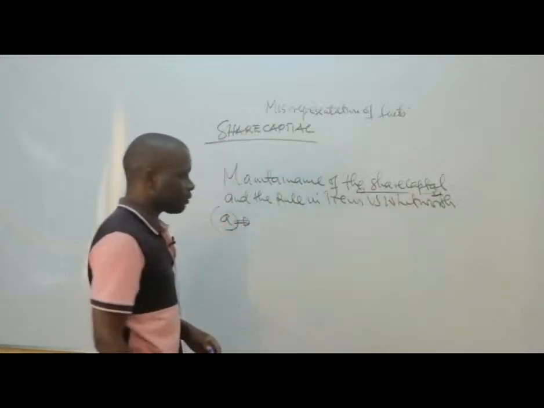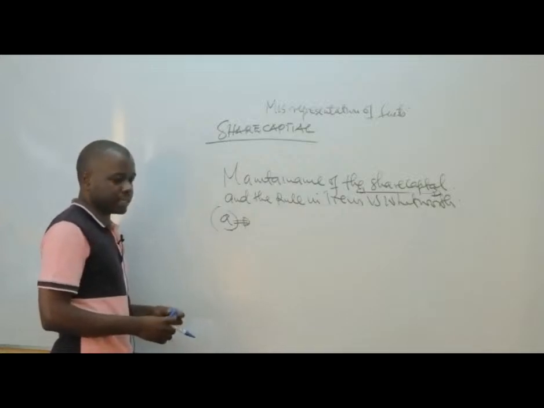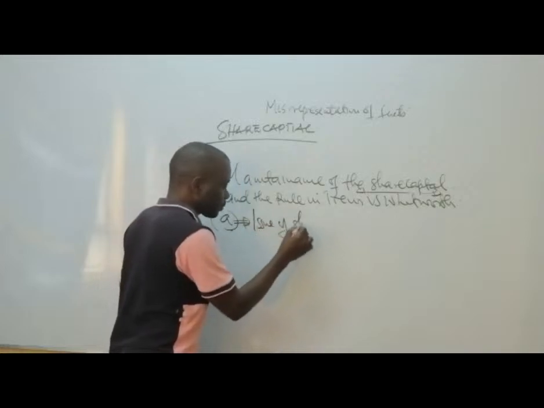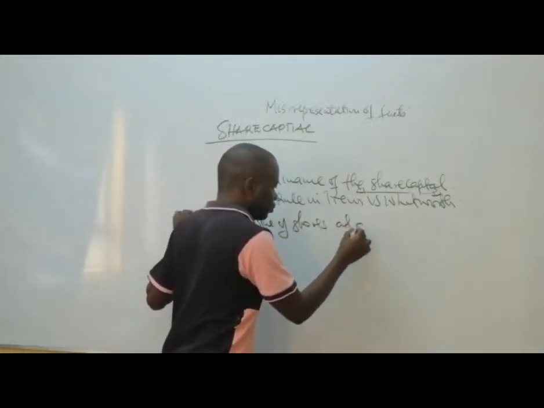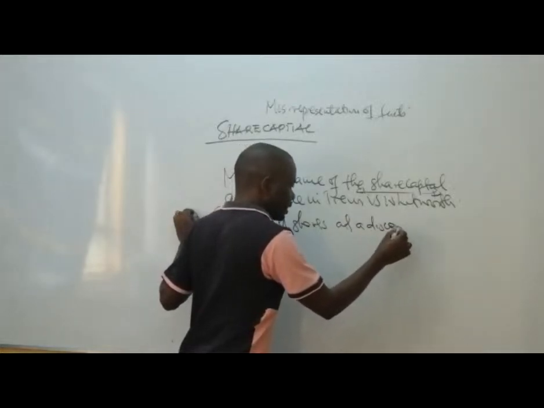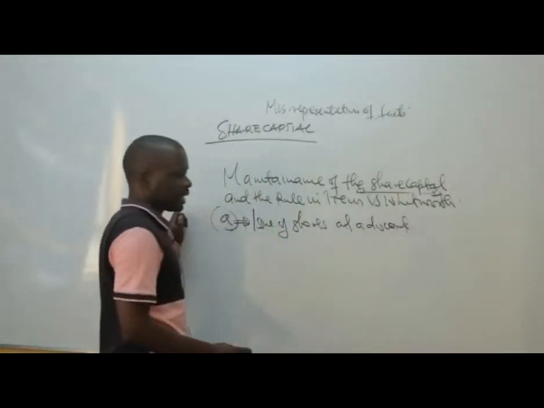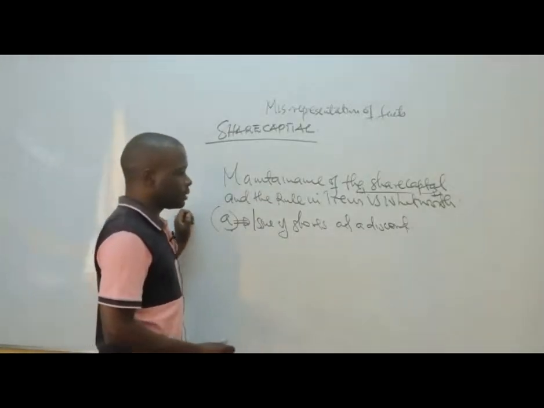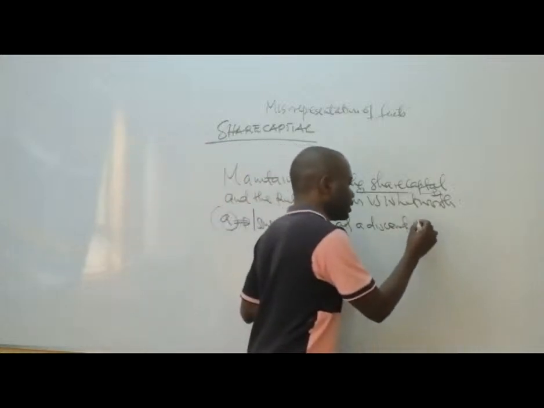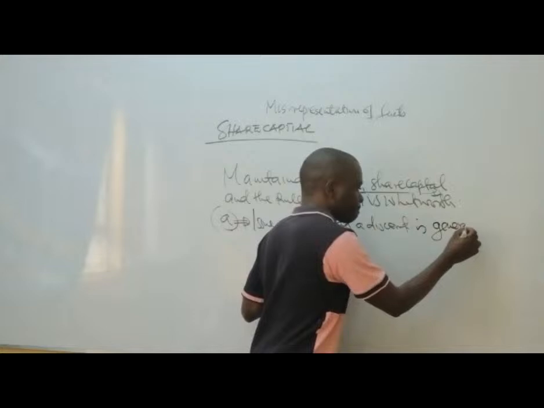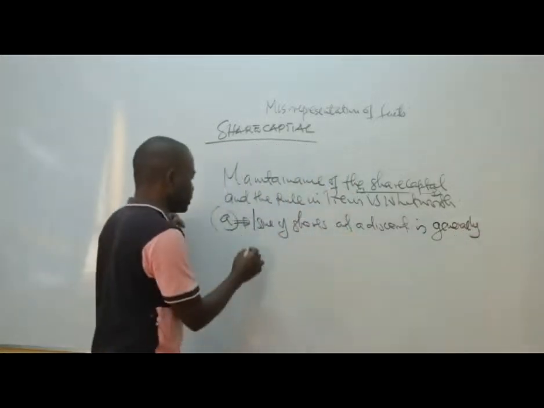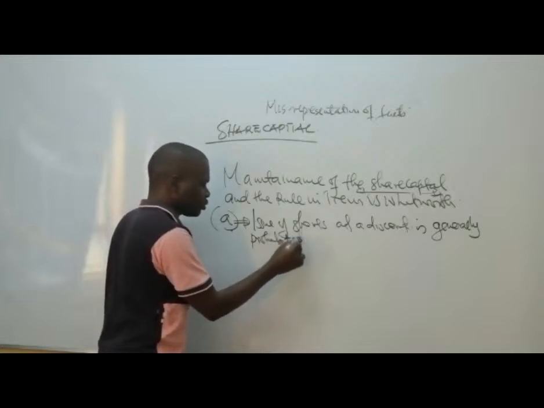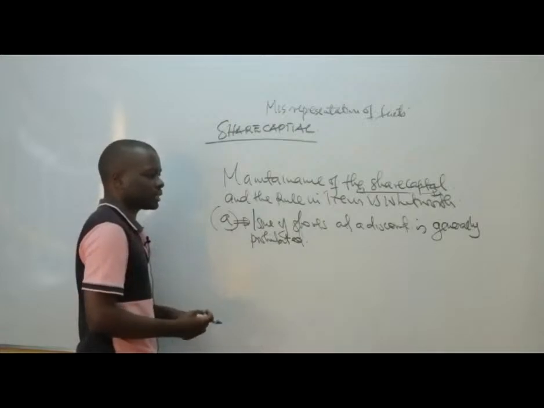So number one way of ensuring that the share capital of the company is maintained is that the issue of shares at a discount is generally prohibited. It is not allowed to always give out shares at a discount.